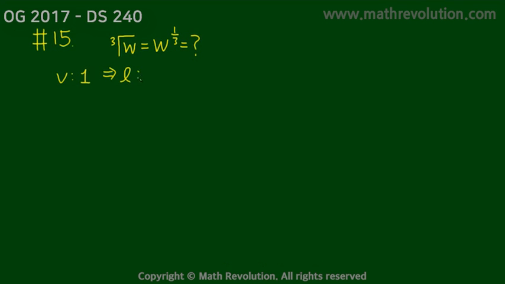Let's take a look at question number 15 for section DS in the GMAT official guide for 2015. In this question, we are asked what the cube root of w is, which is the same as w to the power of a third. We have one variable, w, so all we need is one equation to solve for it.